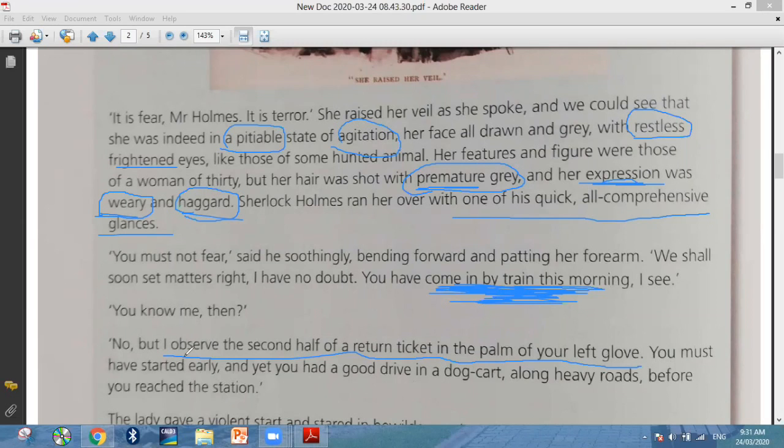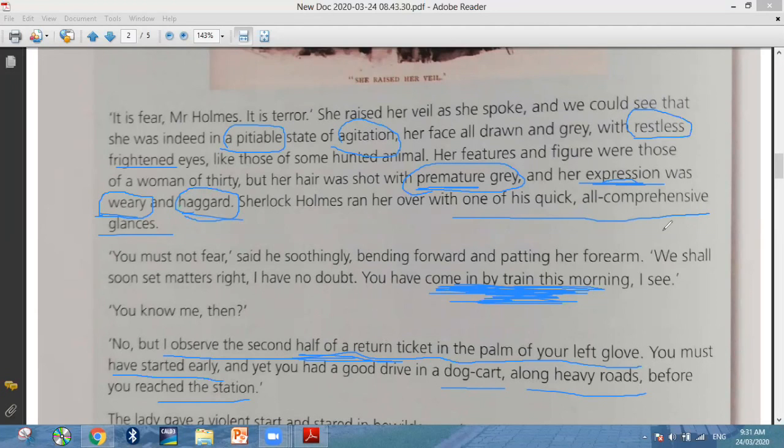Now, I observed the second half of a return ticket in the palm of your left glove. You must have started early, because you know that this train starts or comes early, and yet had a good drive in a dogcart along a heavy road before you reached the station. How could he know this? How could he know all these details?